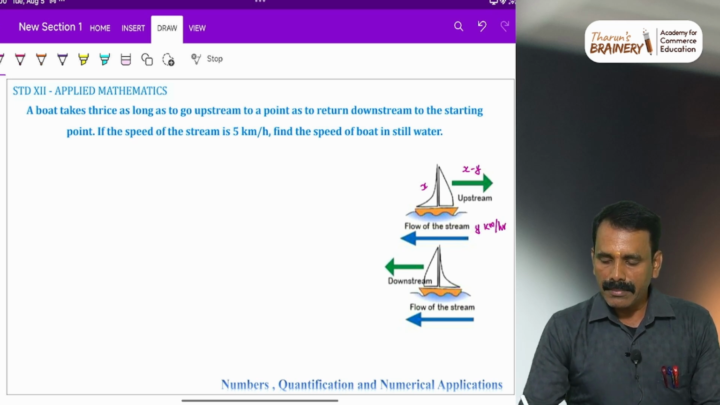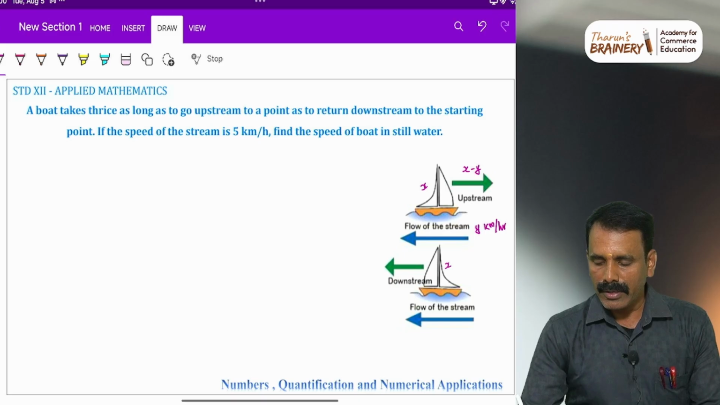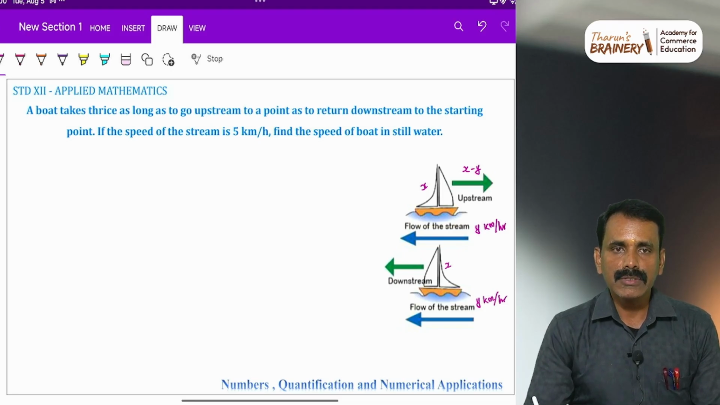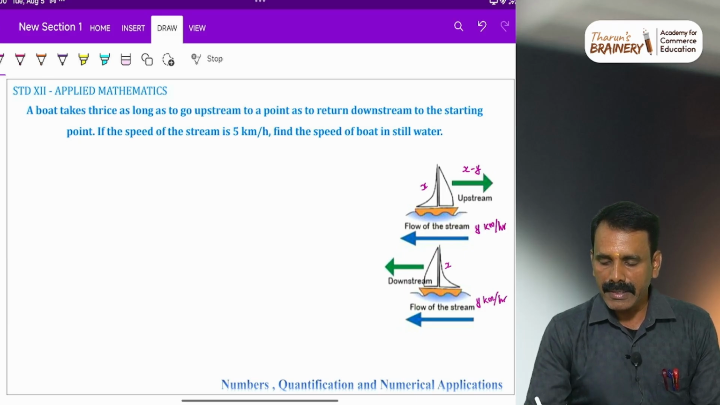Now for the downstream concept, the speed of the boat will be x as usual, and the flow of the water, the speed of the stream, will be y km per hour, and the speed of the boat downstream, it is going to go along the flow of the water. So speed increases. So the speed will be taken as x plus y.